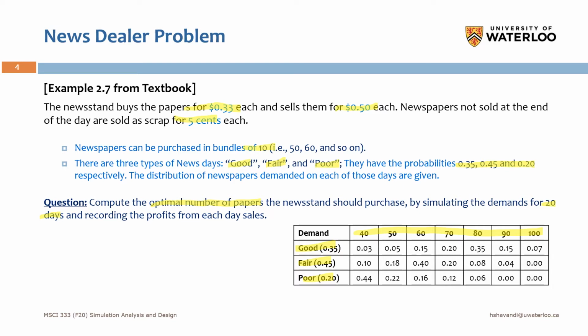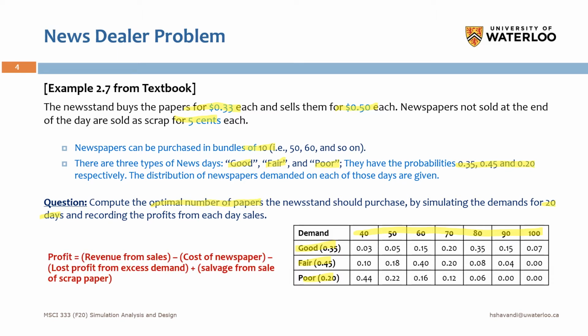Just think about it for a few seconds or minutes, but you will see how we do this in simulation. Okay, so we are going to obtain the optimal number of papers by simulating the demand for 20 days. Okay, 20 days.